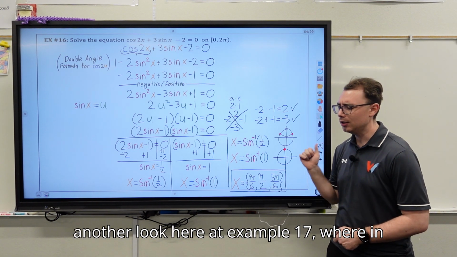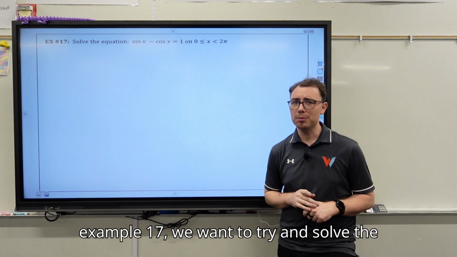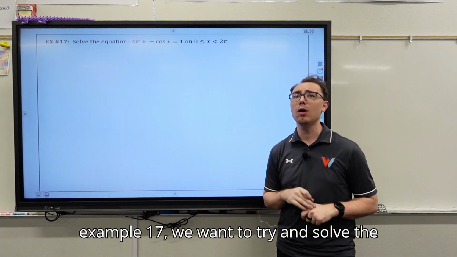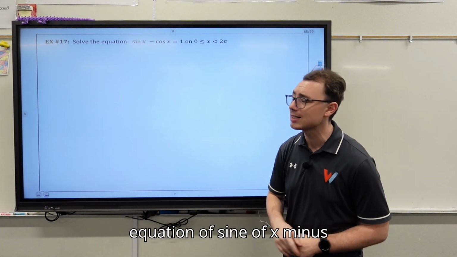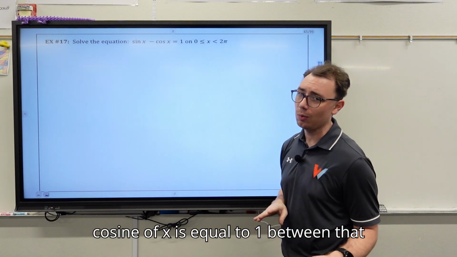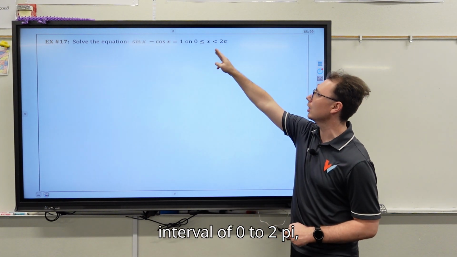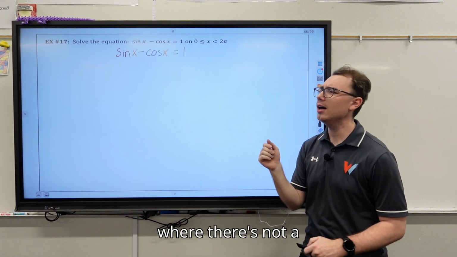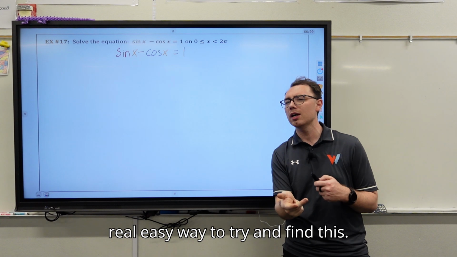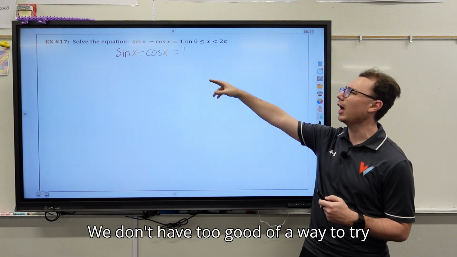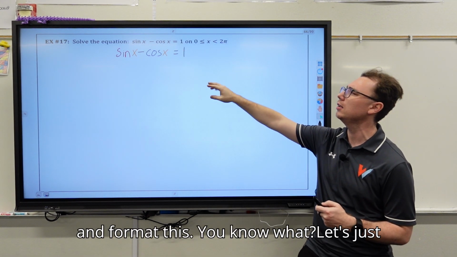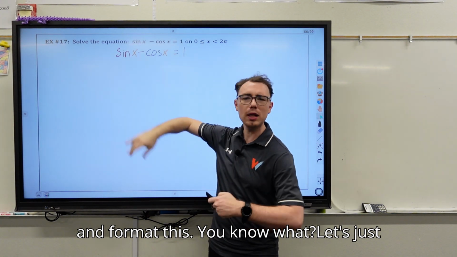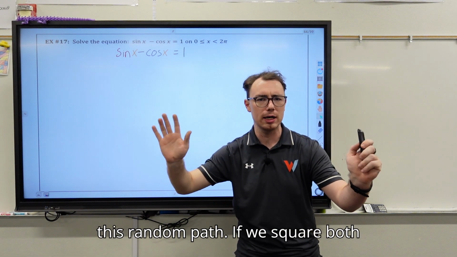Let's take another look here at example 17, where in example 17, we want to try and solve the equation of sine of x minus cosine of x is equal to 1 between that interval of 0 to 2 pi, where there's not a real easy way to try and find this. We don't have too good of a way to try and format this. You know what? Let's just square both sides. Let's just go down this random path.